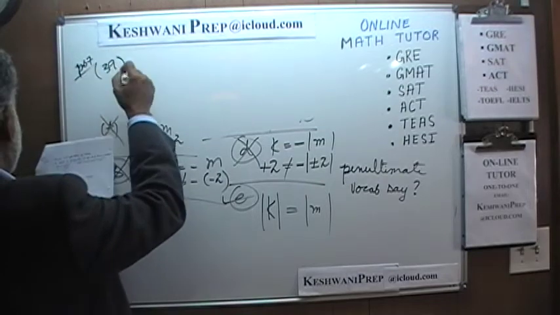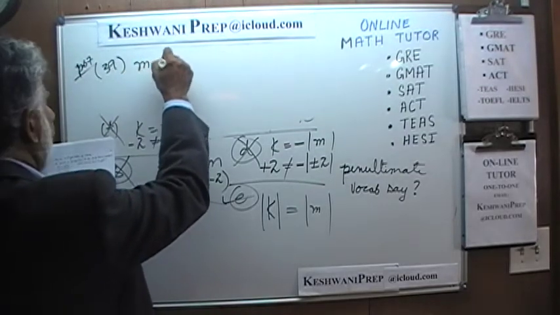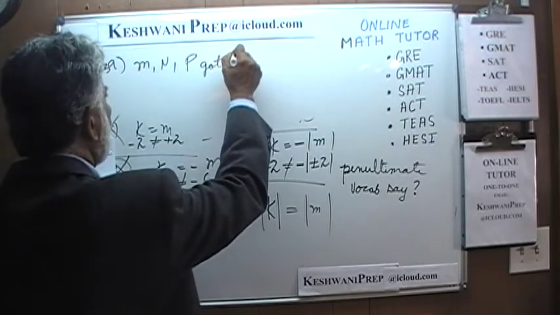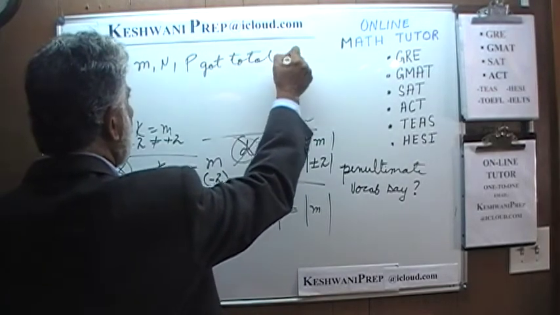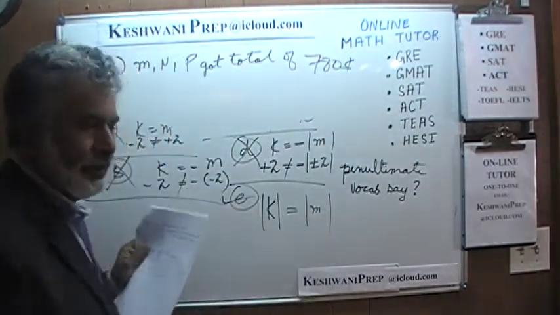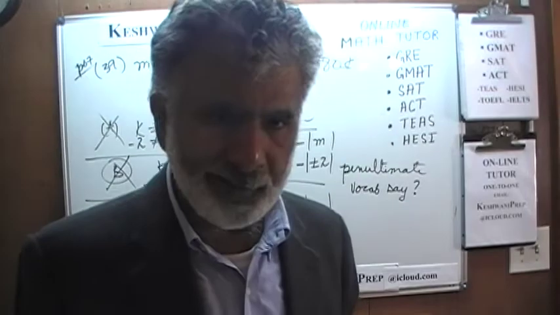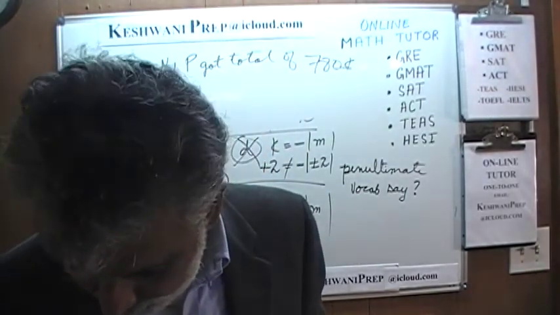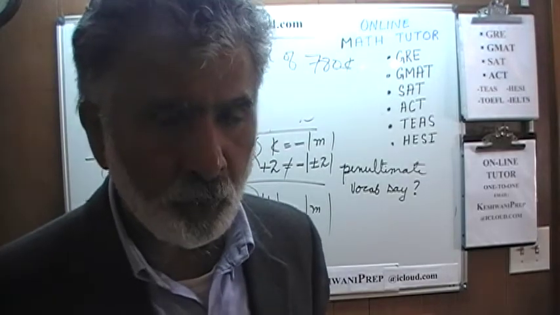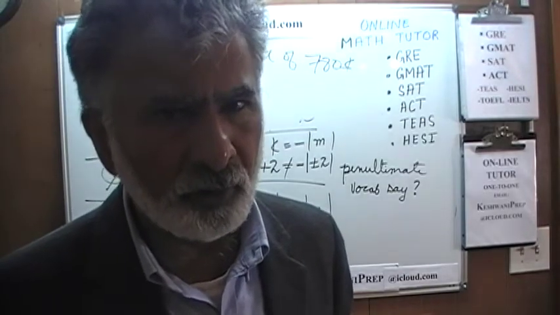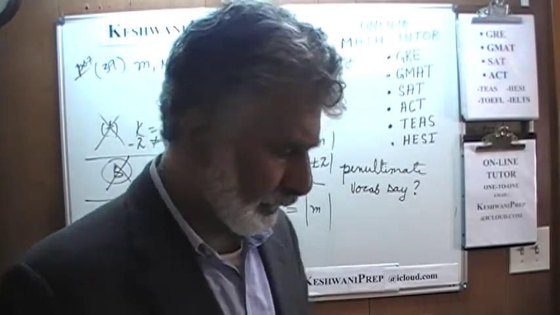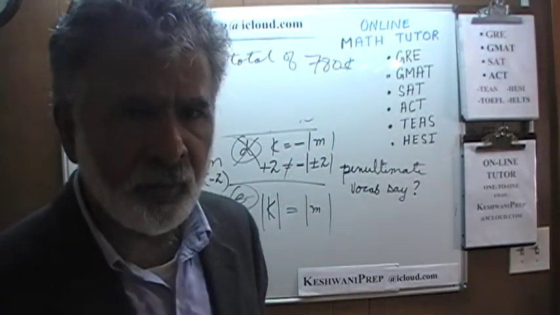Number 39 says that M, N, and P got a total of $780. They did some job, these three people, M, N, and P. They're calling them M, N, and O, but if you write O it is very easy to get confused with zero, so I called him P. I gave him a new name. I christened him P. They got a total of $780 for having done some job.